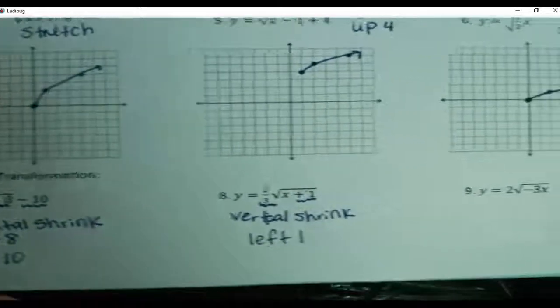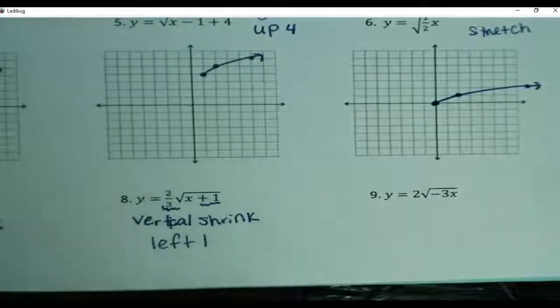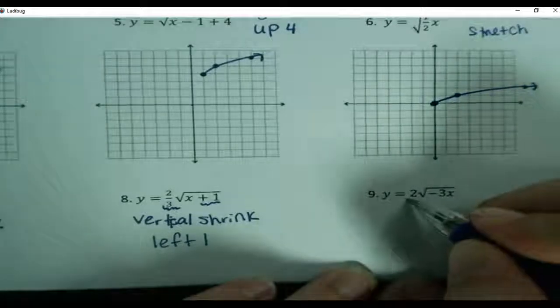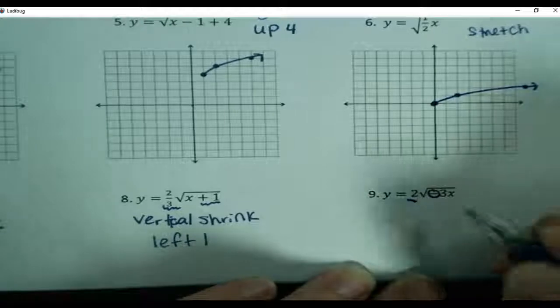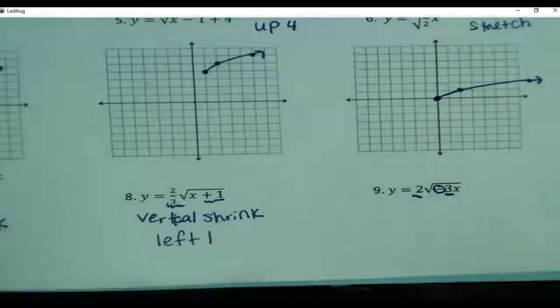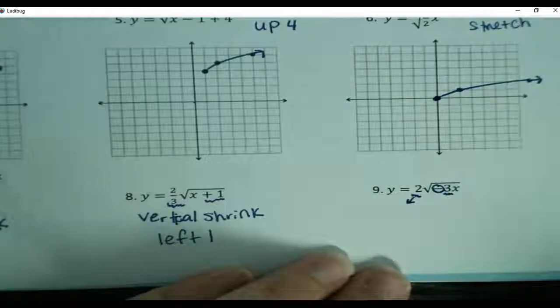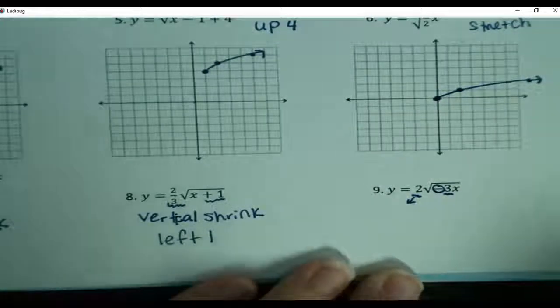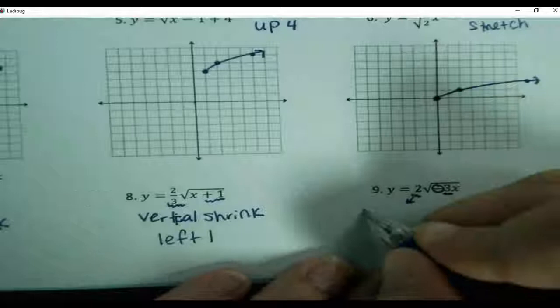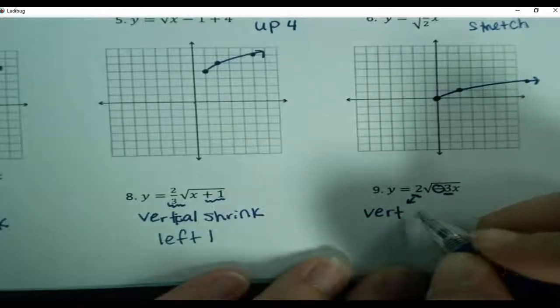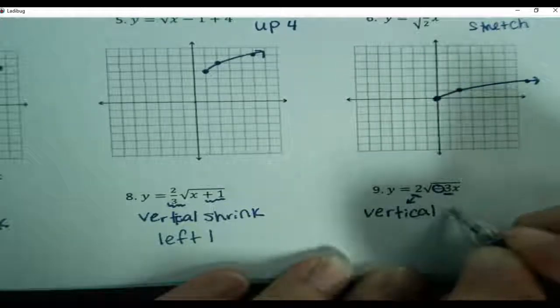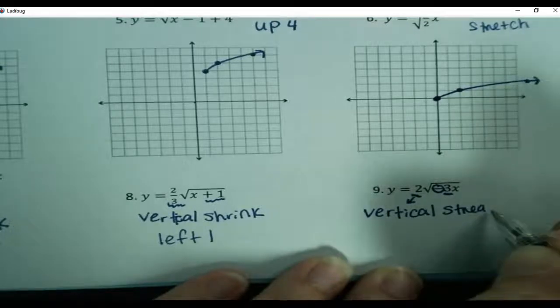Alright, last one. So on this one we only have 2 numbers, but we do have that negative. So we have 3 things going on. We've got the 2, we've got the negative, and we've got the 3. Okay, so again, the negative is one thing, the 3 is one thing. So what is the 2 going to be? So it's outside, so it's going to be vertical. Stretch or shrink? Good. Stretch, because it's greater than 1.